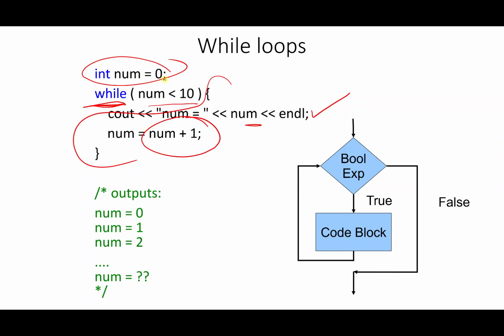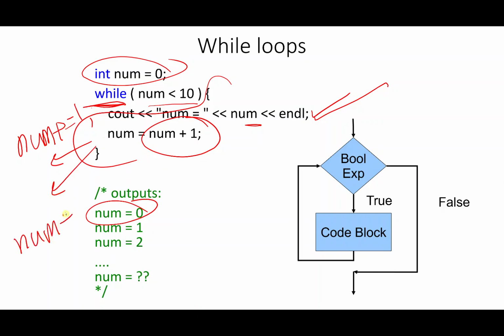So num for the first time is going to be 0. While 0 less than 10: is 0 less than 10? Yes. Then do this code, print num equals 0. Then increment num. You can do this as num plus equal 1, or you can even shorten that to num plus plus. Remember that from lecture 2? You can do those two. So it prints num equals 0, then it prints num equals 1 because that was incremented and checked again.